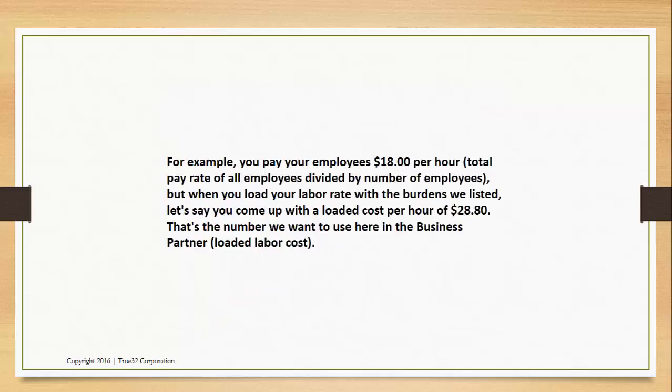For example, you pay your employee $18 per hour. To calculate that, and this is a cumulative number, so again that's plural, employees, $18 per hour, total pay rate of all your employees divided by the number of employees. But when you load your labor rate with the burdens we listed, let's say you come up with a loaded cost per hour of $28.80. That's the number we want to use here in the Business Partner, a loaded labor cost.